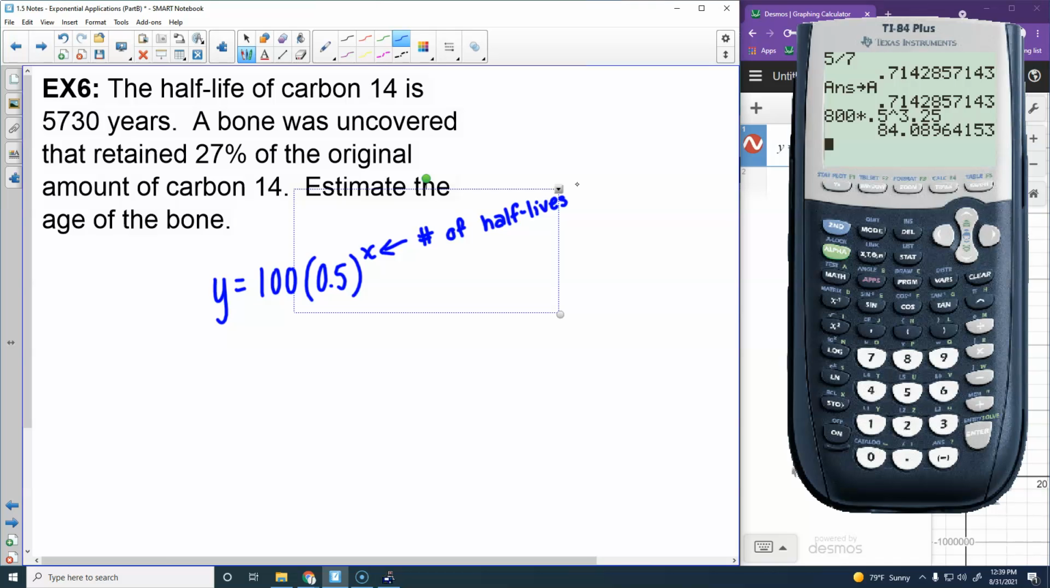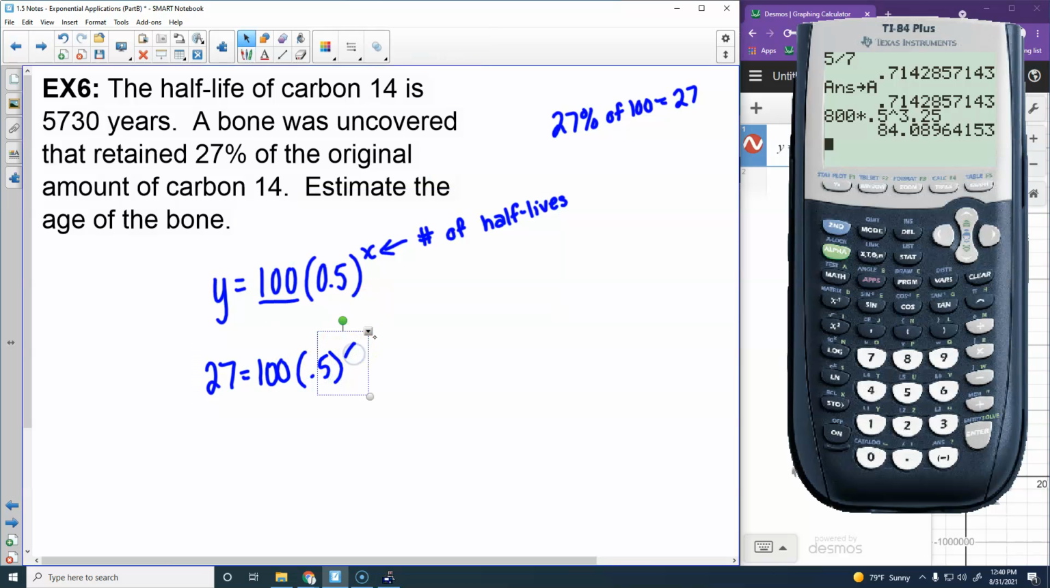And so I don't know how much is left exactly because I don't know how much I started with, but if I started with 100, how much would be left? 27, right? That's why I chose 100 because it's a nice, easy value. So if I find 27% of 100, it's just 27. So I could put 27 over here. 27 = 100 times 0.5 to the x power. So now we just want to solve for that x.